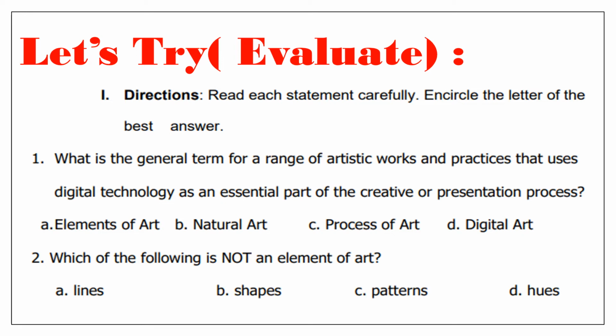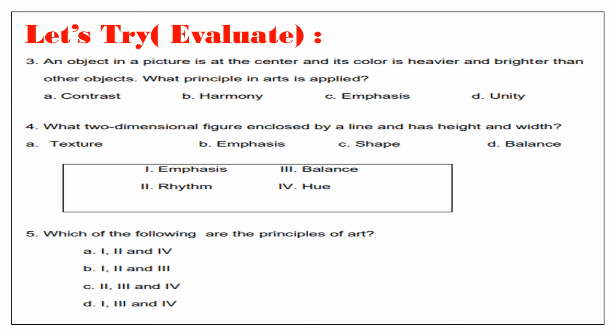Number 2. Which of the following is not an element of art? A. Lines. B. Shapes. C. Patterns. D. Hues. Number 3. An object in a picture is at the center and its color is heavier and brighter than other objects. What principle in arts is applied? A. Contrast. B. Harmony. C. Emphasis. D. Unity. Number 4. What two-dimensional figure is enclosed by a line and has height and width? A. Texture. B. Emphasis. C. Shape. D. Balance.